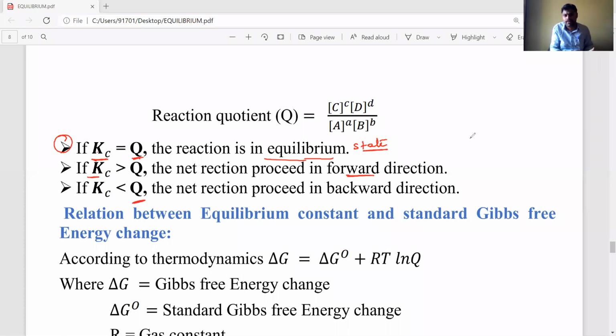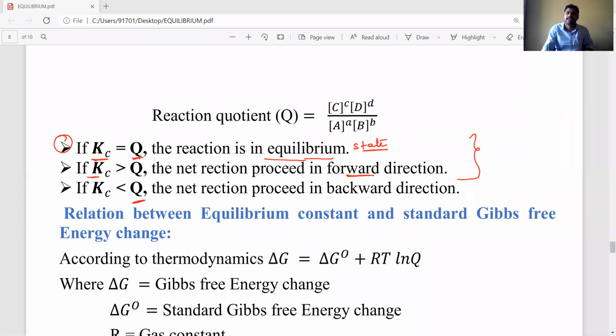So you have to remember these three conditions: how to identify the direction of the reaction with the help of K and Q. If both K and Q, the equilibrium constant and reaction quotient, are the same, then the reaction exists in the equilibrium state. If the K value is more than Q, then the reaction is moving in the forward direction. If the Q value is more than K, the reaction is moving in the backward direction.